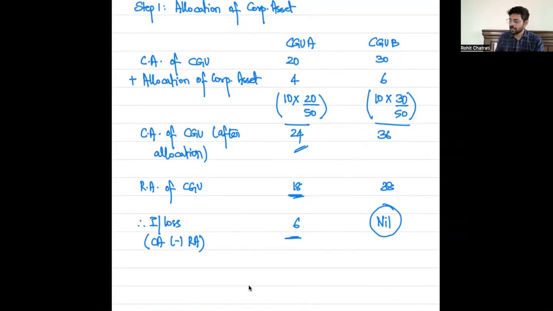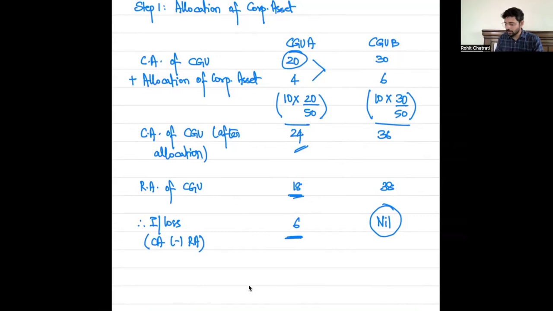If that is the case, don't you think that a portion of the 6 million is actually attributable to the head office quarters also? Because 6 million is based on the 24 million number, and the 24 million number includes 4 million of head office. Therefore, a portion of 6 million should also be allocated to the head office quarters. So this 6 million rupees is not going to be entirely a charge against CGU A assets of 20, but will be allocated to both the CGU A standalone assets of 20 million and the head office of 4 million rupees.